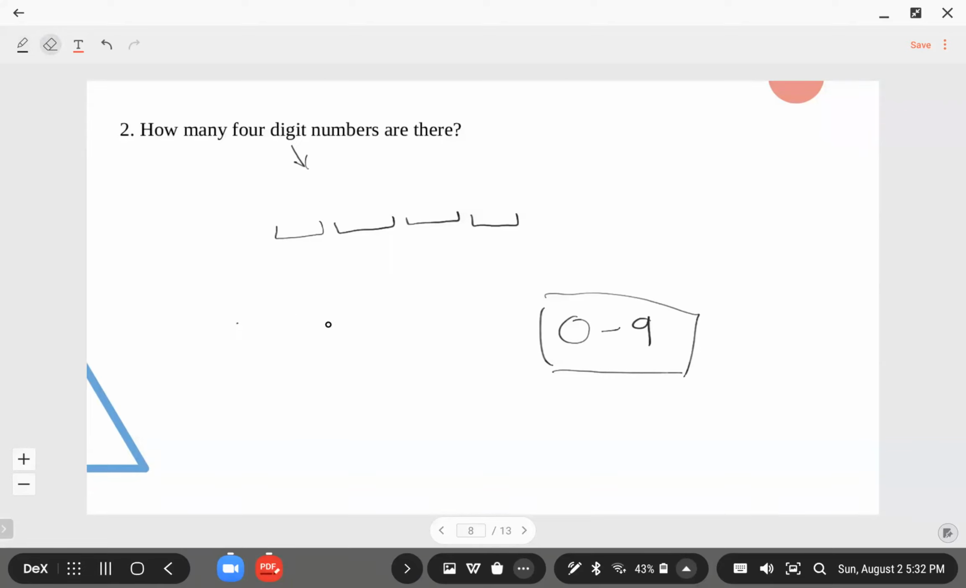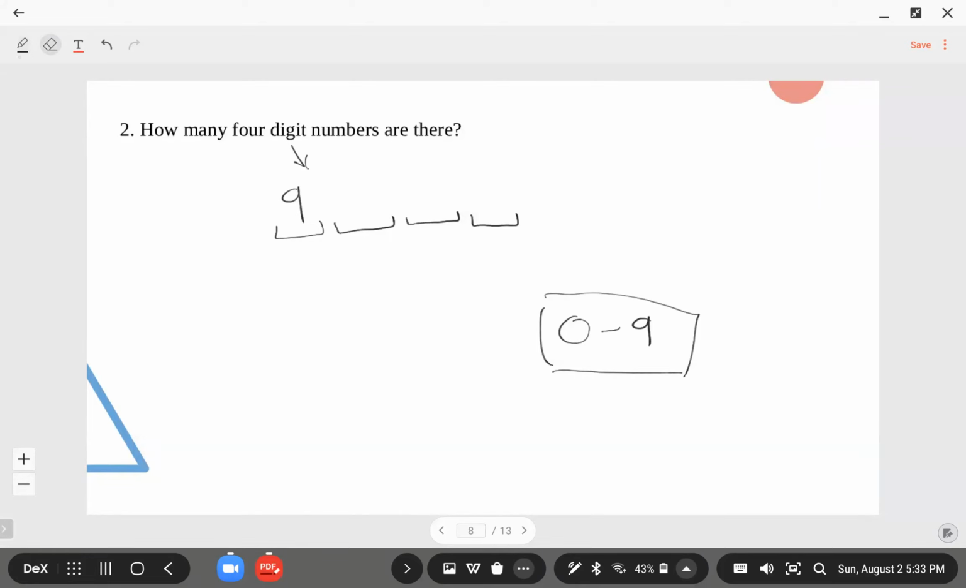In the thousands place, we have 10 digits to choose from, right? No, actually, we have 9, not 10. Why? Because we can't include 0, right? We can't start a 4-digit number with 0. So we have 9 possibilities. Put the possibilities of the digits in these boxes.